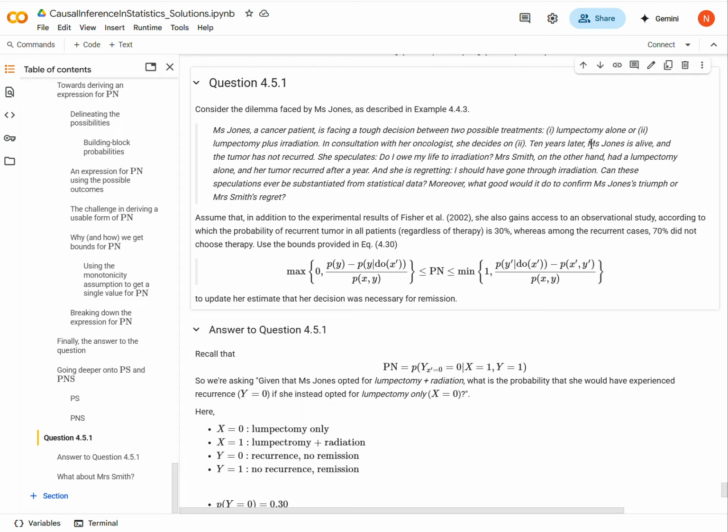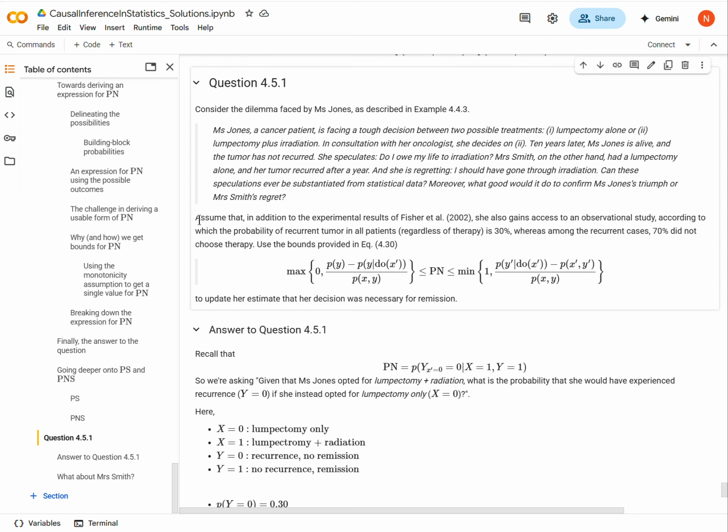One of them, Miss Jones, received both lumpectomy and radiation, and at least out to 10 years, she has not experienced recurrence. So she is still in remission. On the other hand, Mrs. Smith opted just to have lumpectomy, and after a year, she had recurrence. Now it's our job to determine whether or not their respective outcomes are due to their respective decisions as to whether or not they received radiation in addition to their lumpectomy.